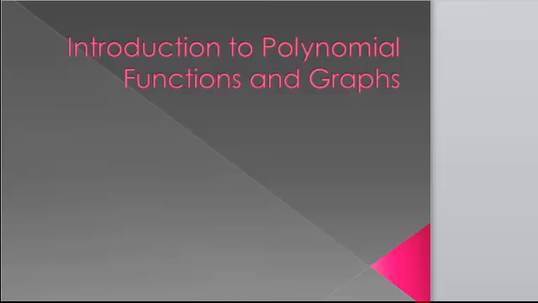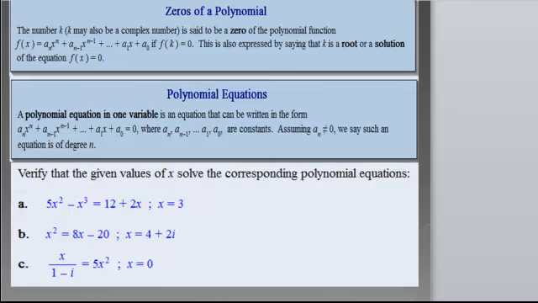Introduction to polynomial functions and graphs. The zeros of a polynomial. Well, what does that mean? The number k, which may also be a complex number, is said to be a zero of the polynomial function. This is your polynomial function, if f of that number is equal to 0.